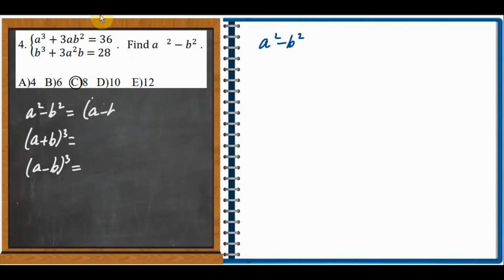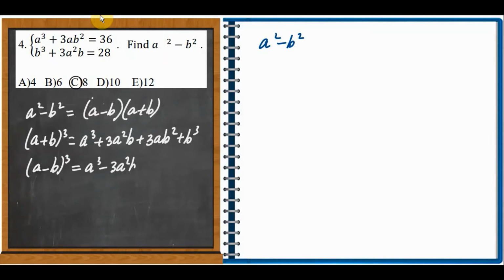A squared minus b squared equals a minus b times a plus b. A plus b cubed will be a cubed plus 3a squared b plus 3ab squared plus b cubed. A minus b cubed is a cubed minus 3a squared b plus 3ab squared minus b cubed.